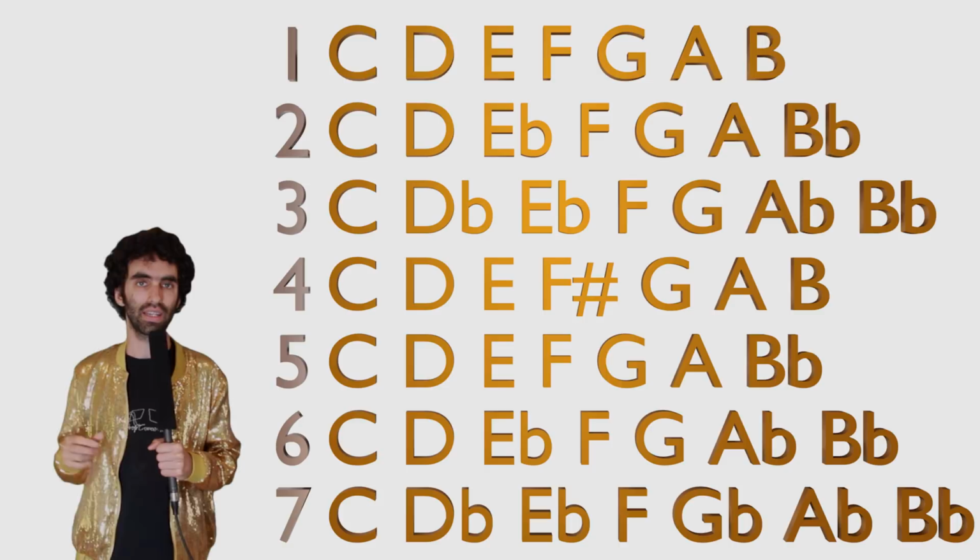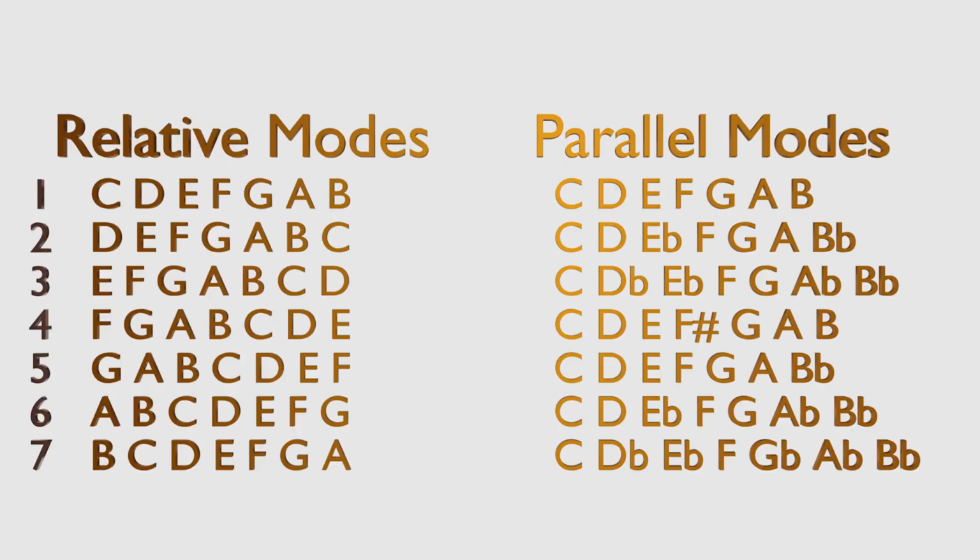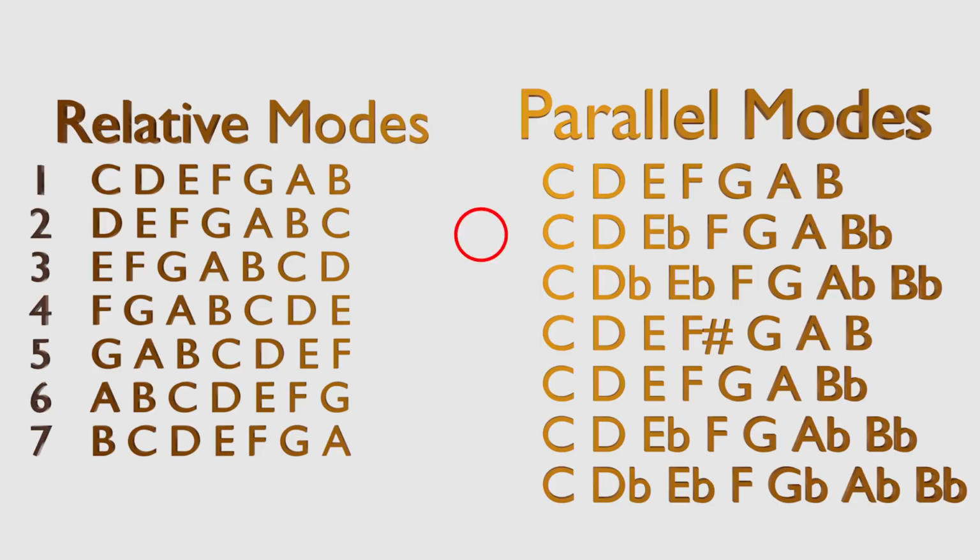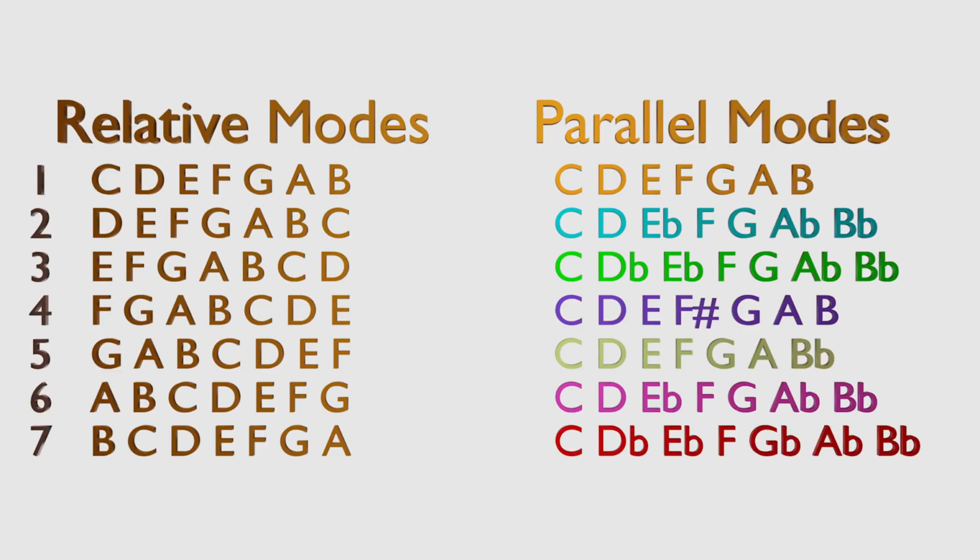These modes that all start on C are called parallel modes. Relative modes stay in one key, but have different home base notes for each mode. Parallel modes change keys, but all have the same home base note. And here's how all these parallel modes sound one after the other.